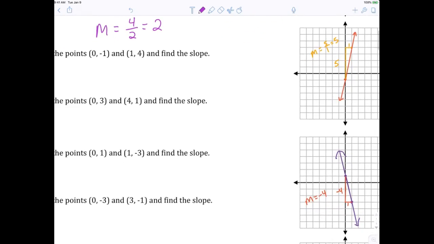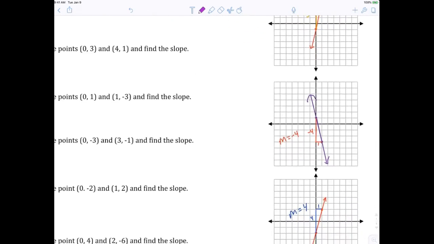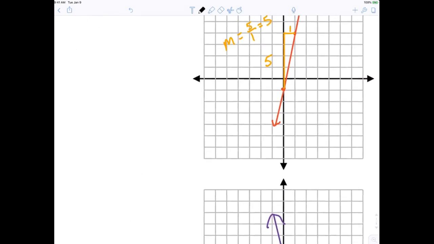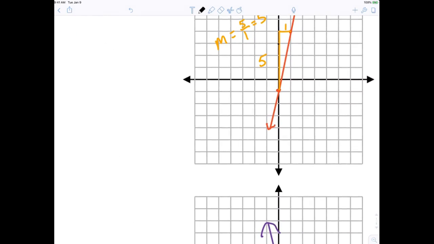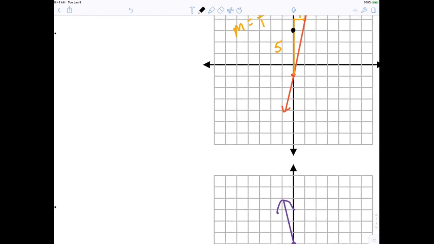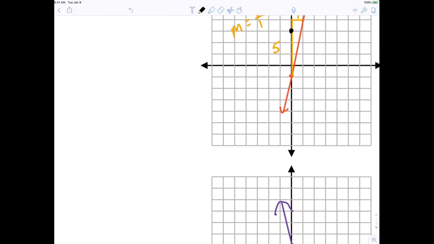All right, number 4. I'm on 0, 3. So I've got to plot the point 0, 3. 0, 3 is right here. And then I got to plot the point 4, 1. Goes here. Now I'm graphing this line. Everybody see that? Anybody have a problem with the black line right now? Now let's figure out what the slope is.